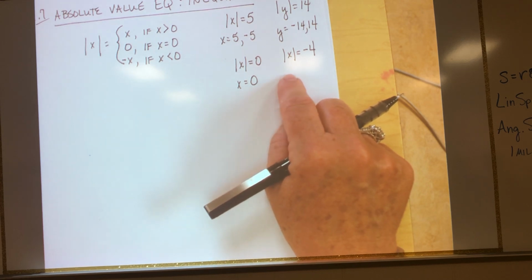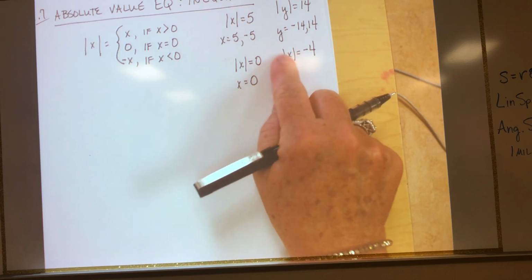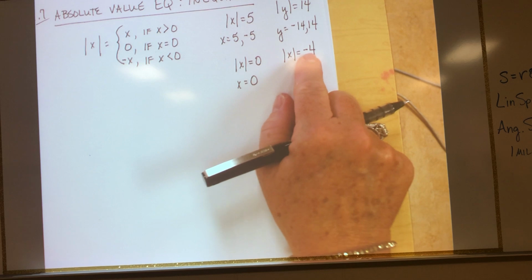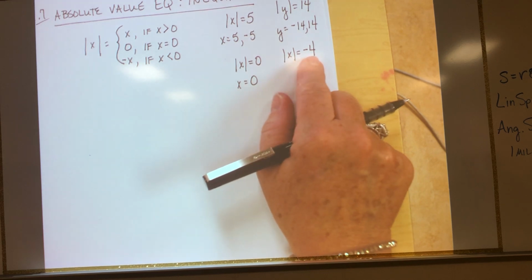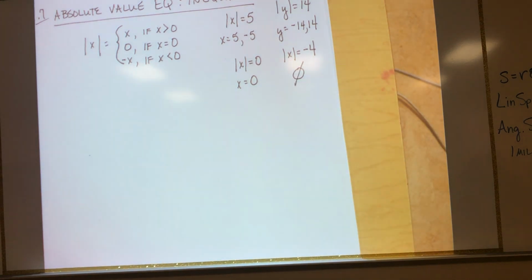What did y'all say about absolute value? It's never negative. So the answer is no solution. Null set, empty set, no solution.